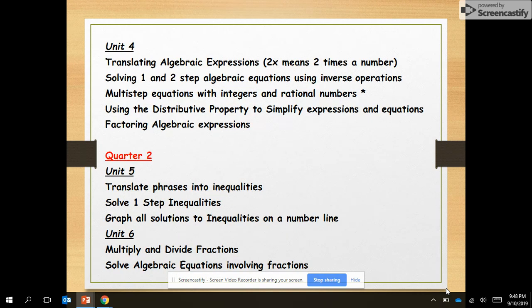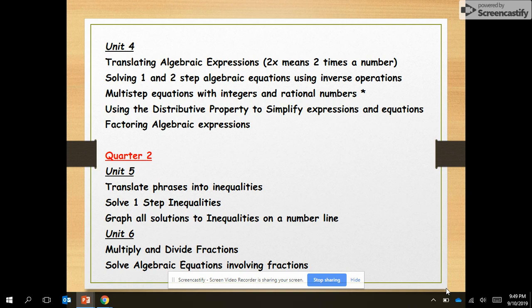In Unit 4, we translate algebraic expressions. So, for example, 2x means 2 times a number, 1/2 x would mean half a number. Solving 1 and 2 step algebraic equations using inverse operations. Again, we take it to the next level by talking about multi-step equations with integers and rational numbers. And we use the distributive property to simplify expressions and equations. And then we factor algebraic expressions. That's it for quarter one.